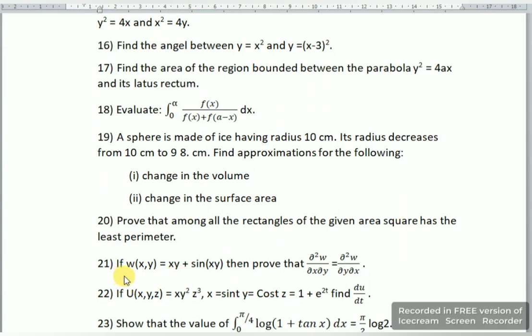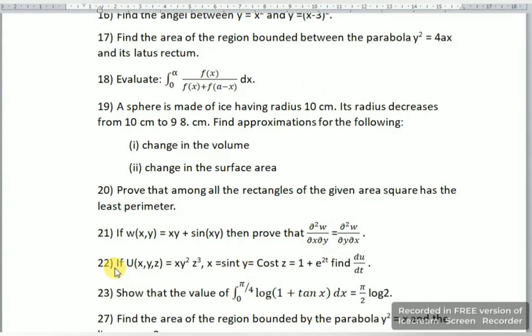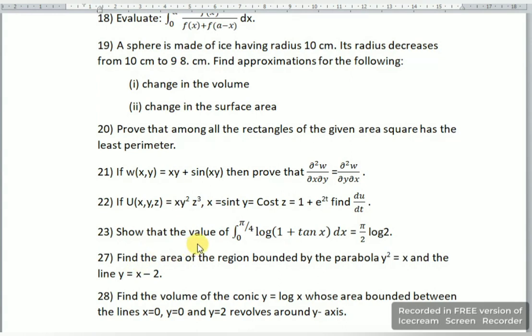Next one, if w of x comma y is equal to xy plus sin xy, then prove that ∂²w/∂x∂y is equal to ∂²w/∂y∂x. Next one, if u of x, y, z is equal to x y squared z cubed, x is sin t, y is equal to cos t, z is equal to 1 plus e to the 2t, find du by dt. Next one, show that the value of the integral from 0 to pi by 4 of log (1 plus tan x) dx is equal to pi by 8 log 2.